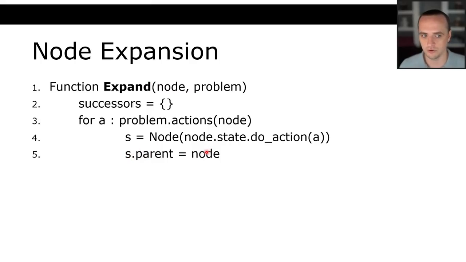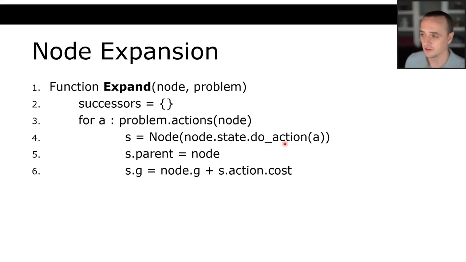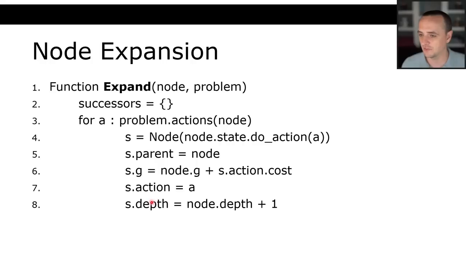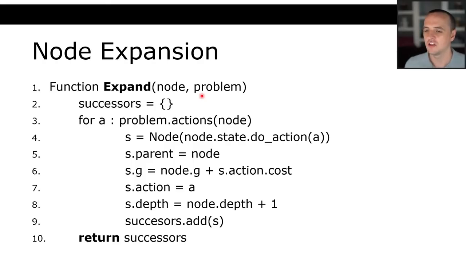So S.parent equals node. Now, we have a cost, which is called the G cost. The G cost is the total cost of all actions so far. So how do we compute that? Well, we look at the cost to get to the parent and add the action's cost. So we say the G cost of this node is equal to the G cost of the parent node plus the action cost. Then we set the action equal to the action that we just performed. Maybe we'll set the depth of this node equal to depth plus one. And then we're going to add this to the successors. And then we return successors. So essentially what we do is we take the initial node, we take all the actions that are legal from that node, we apply all the actions to the state that that node represents, we do all the bookkeeping, and then we return all those successors.